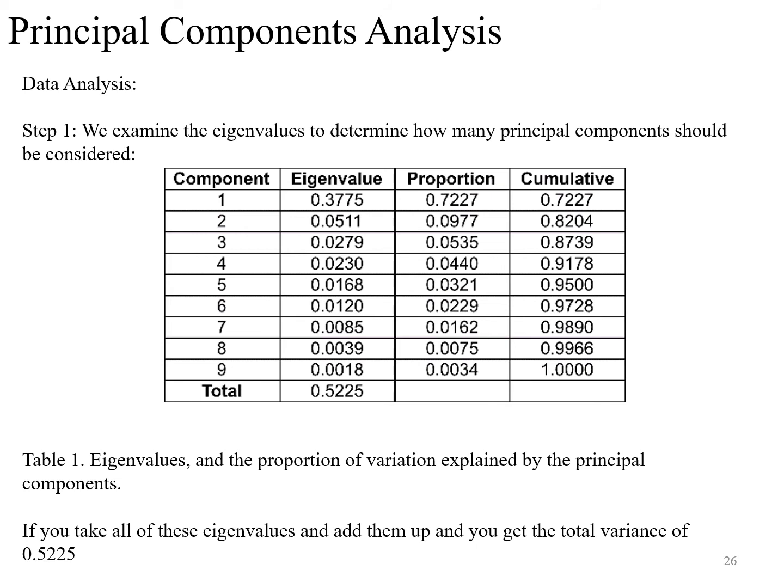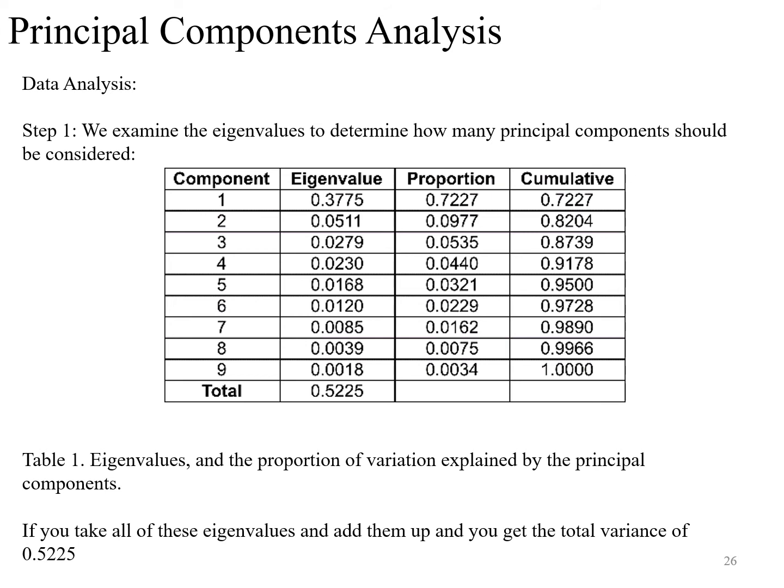So here we start out that 0.3775 eigenvalue for the first component. That's 72.27 or 0.7227 of the total variance. Okay, so that's 72% of the variance is explained by one component. We've got 9 variables, but there seems to be one overall large effect that we can pull out of all the data. And this is precisely what we want principal components to do.